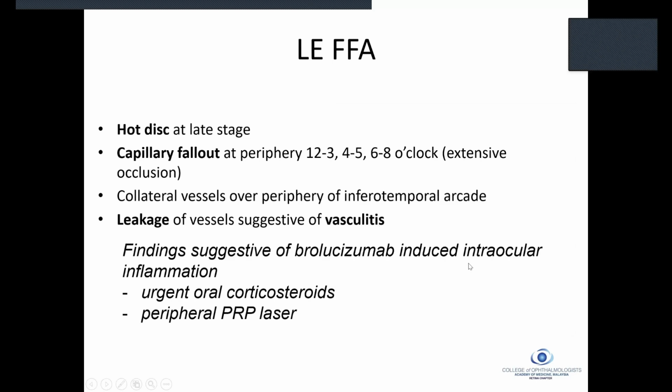So if we're thinking about some of the new agents that are available, one of them is brolucizumab. And please always remember when you're using new agents to reflect back on what might be some of the side effects.